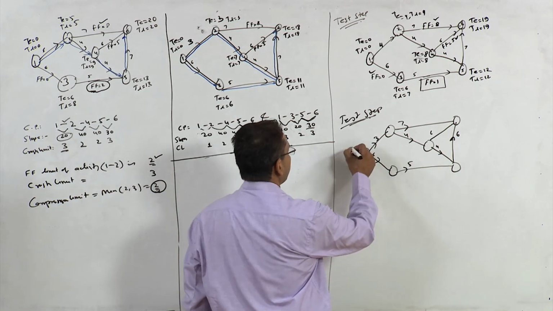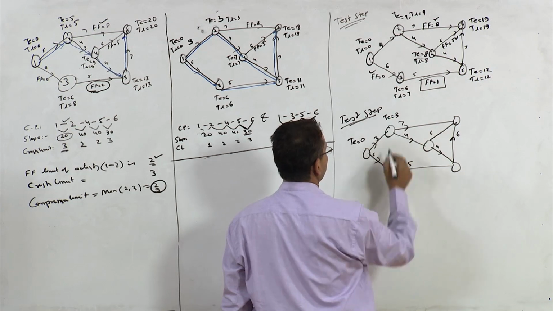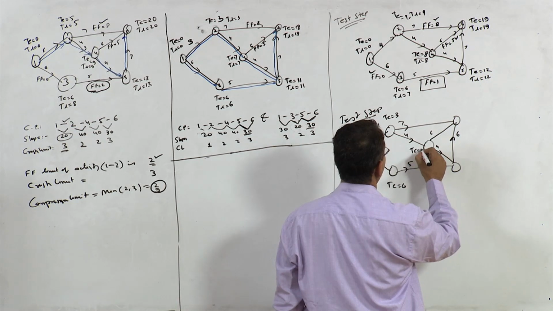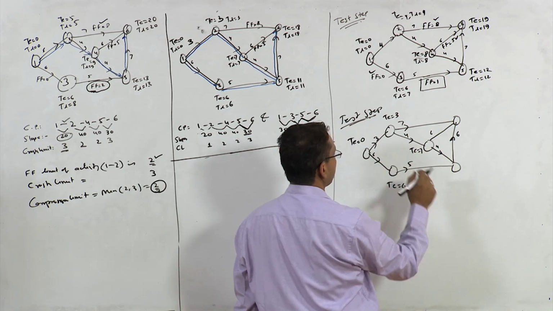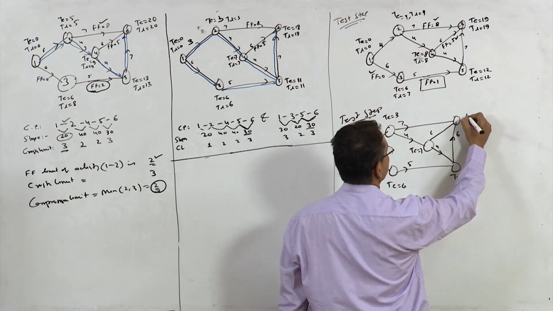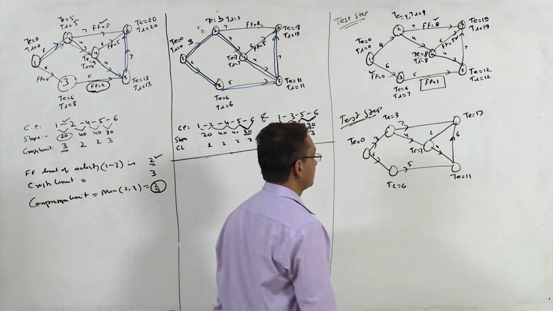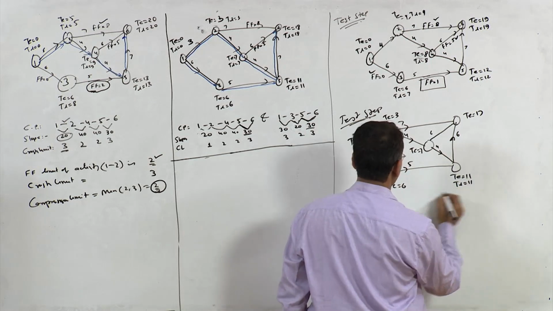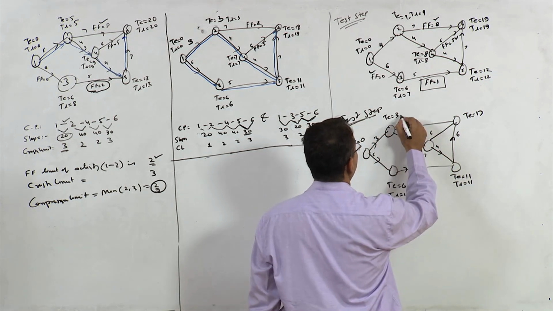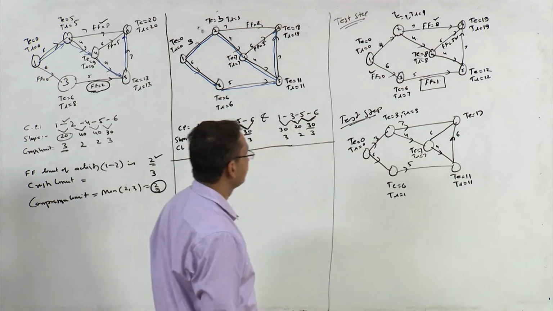So let us find out T and TLs for this question. This is 0, this is 3, T at this point is 6, T at this point is 7. 3 plus 4, 7, 7 plus 4, 11 and this is 11, this is 17, right? TL 11, TL 11, TL 7, and at this point TL is equal to 3 and TL is equal to 0.